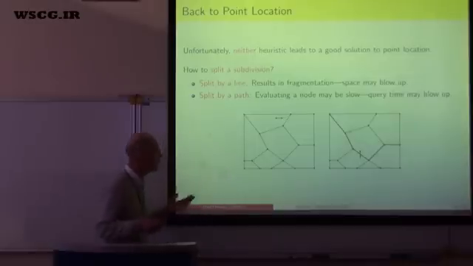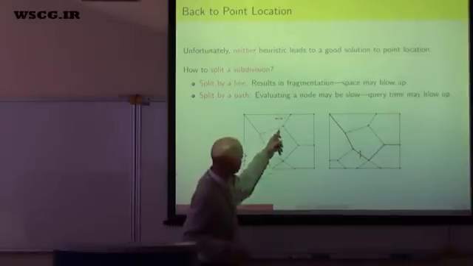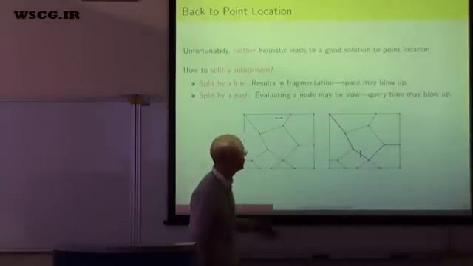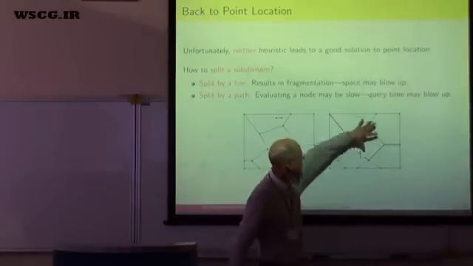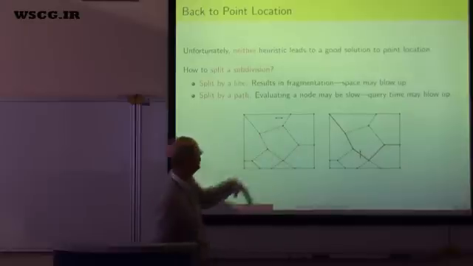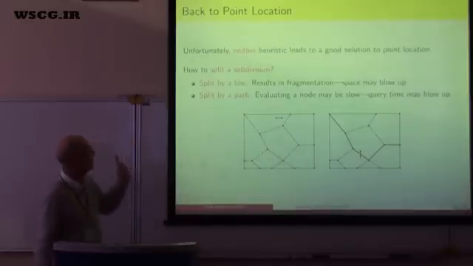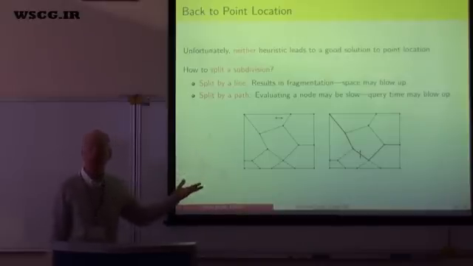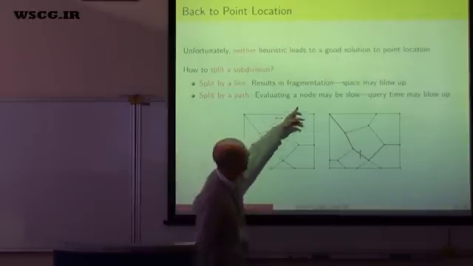That's not good. The other idea would be, rather than splitting just upon a line, how about if we use something like a path to split at? I'll follow a series of edges that will split my subdivision into an upper half and a lower half, or a left half and a right half. And then this will, of course, not fragment any of the edges, so the space of such a data structure will be O of n. The problem is going to be the query time.